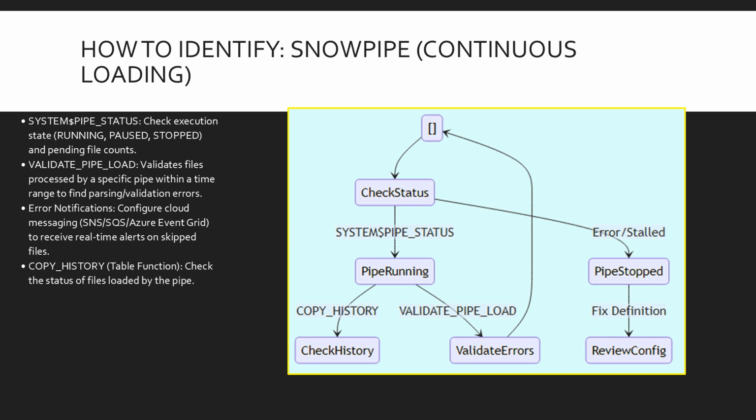This state diagram guides your Snowpipe debugging. Start by checking the status. If the pipe is stopped, review its definition or upstream stage permissions. If it's running but data is missing, check the copy history. If you find failed files, transition to using validate pipe load to extract the specific error messages associated with those files.